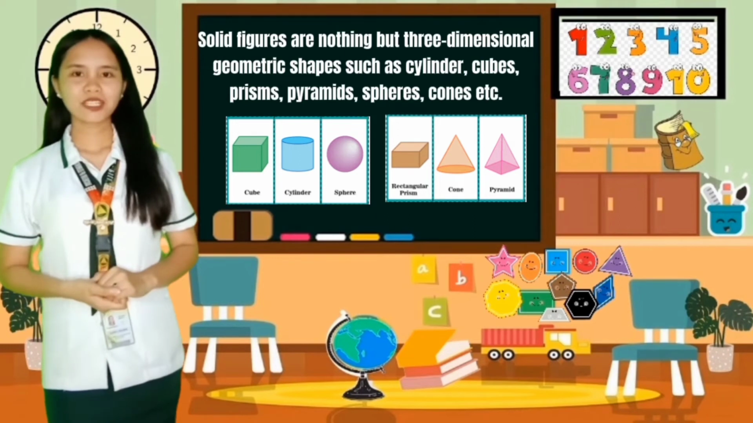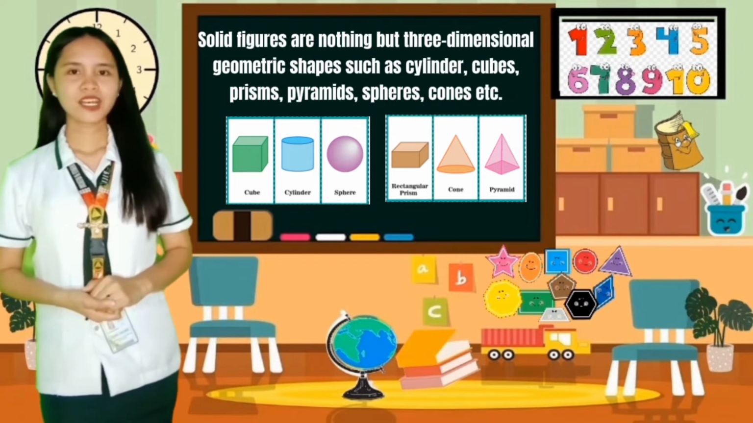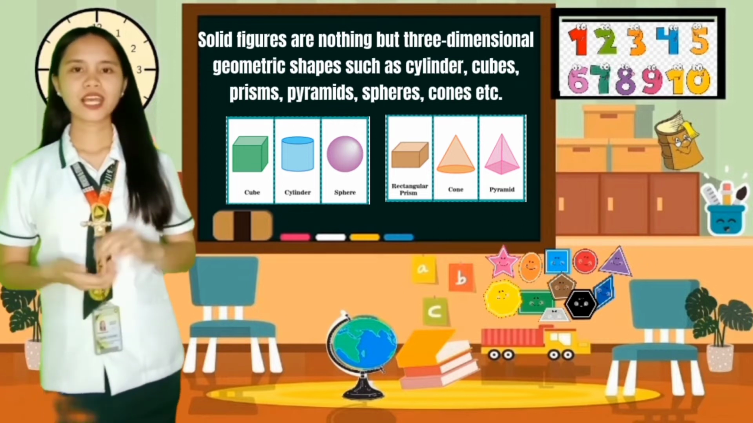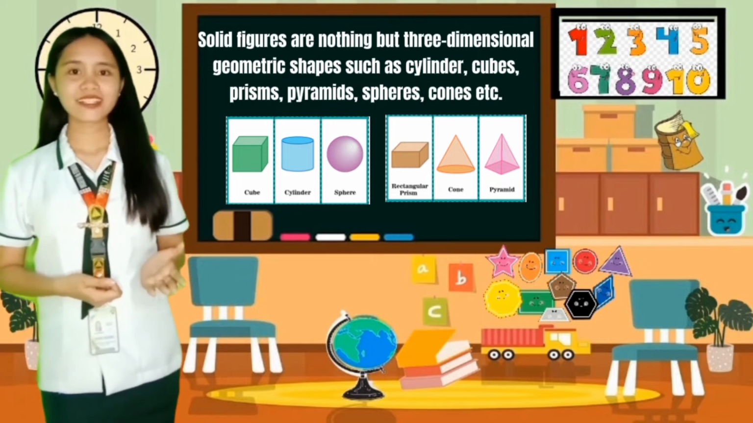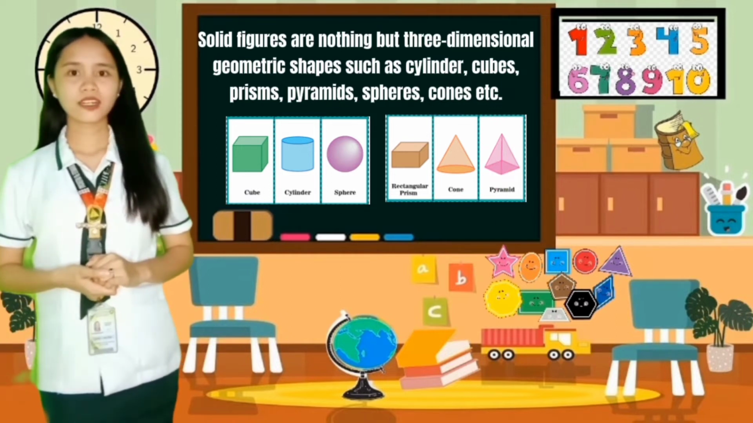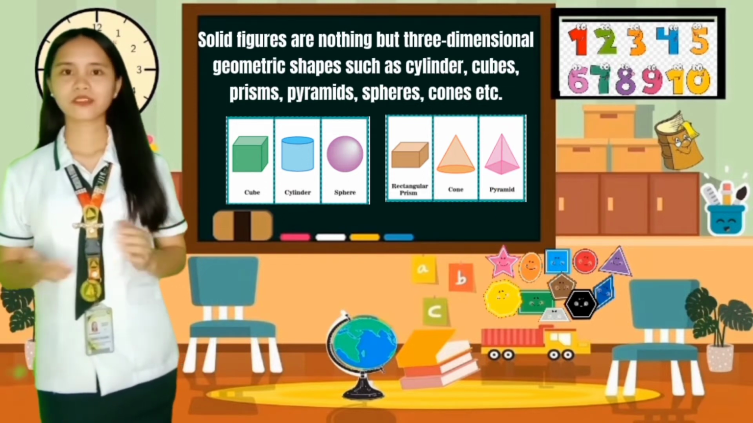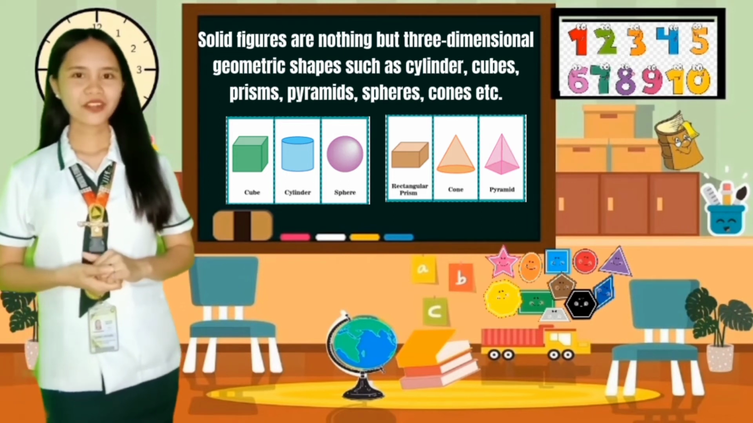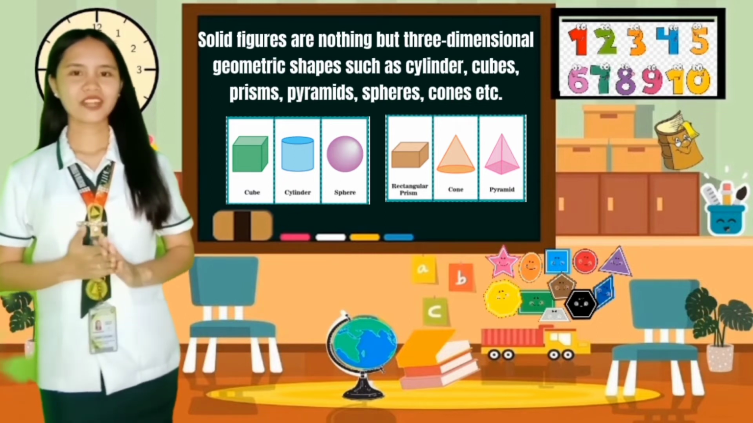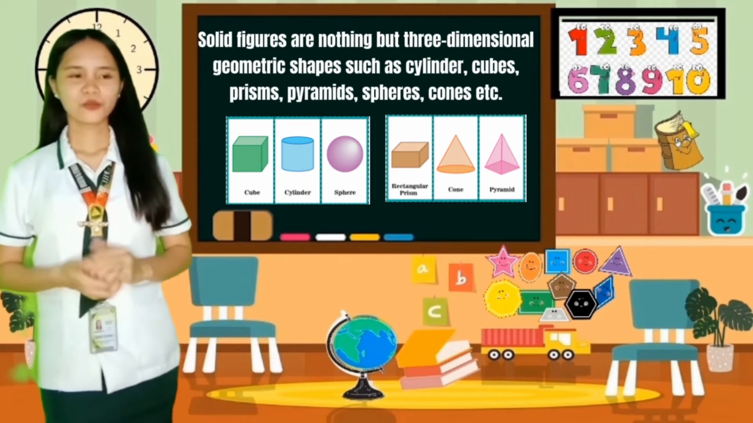Solid figures are nothing but three-dimensional geometric shapes such as cylinders, cubes, prisms, pyramids, spheres, cones, and etc. Based from the illustrations, can anyone describe what is a cube? Yes, Onin? Very good. What about sphere? Yes, Tyler? Very good. What about prism? Yes, May? Very good. What about pyramid? Yes, Mike? Very good. What about cylinder? Yes, Elise? Very good. What about cone?